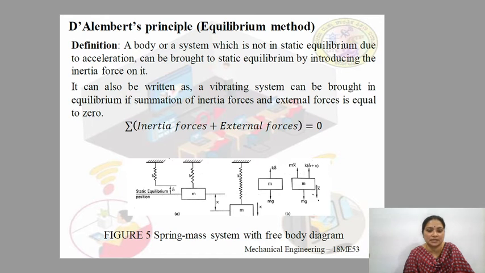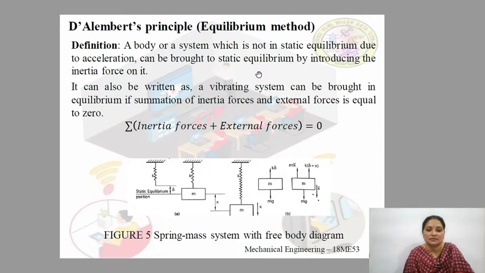The first method is the equilibrium method, which is also called D'Alembert's principle. The definition of this principle is: a body or a system which is not in static equilibrium due to acceleration can be brought to static equilibrium by introducing the inertia force on it.